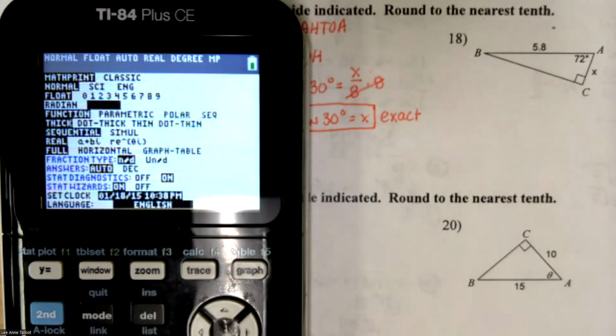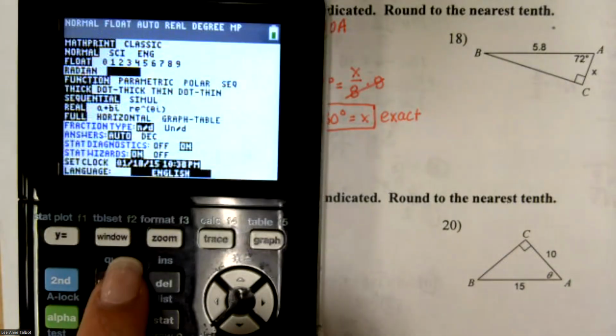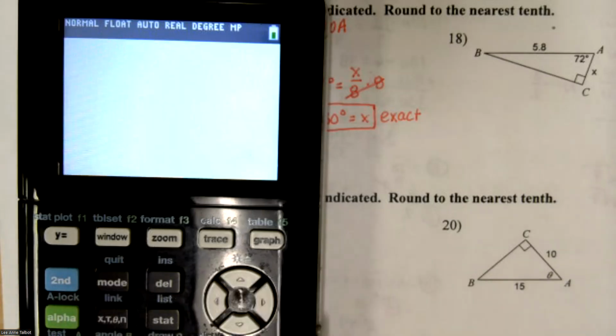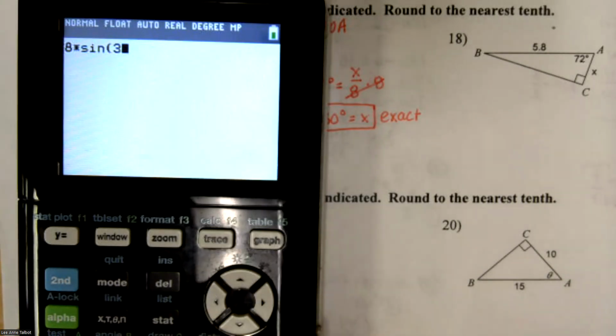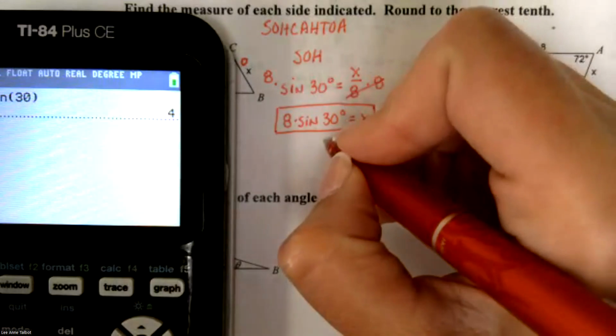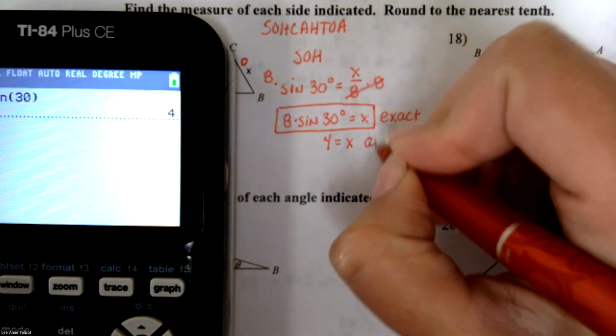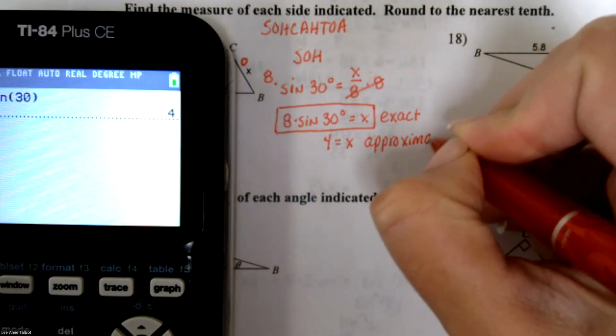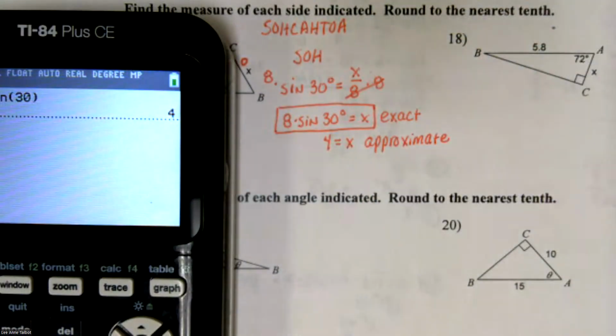Okay, we're good? Okay, now how do I get out of this? I go second quit. Quit is right above the mode, so second quit gets you back out to the regular screen. That will get you back out to the regular screen from graphs and tables and whatnot. Okay, so now you're going to go 8 times sine 30 in parentheses. And just confirming, you're like, 4 is not really approximate. I know, but usually it's a decimal. So in this case, it's not.